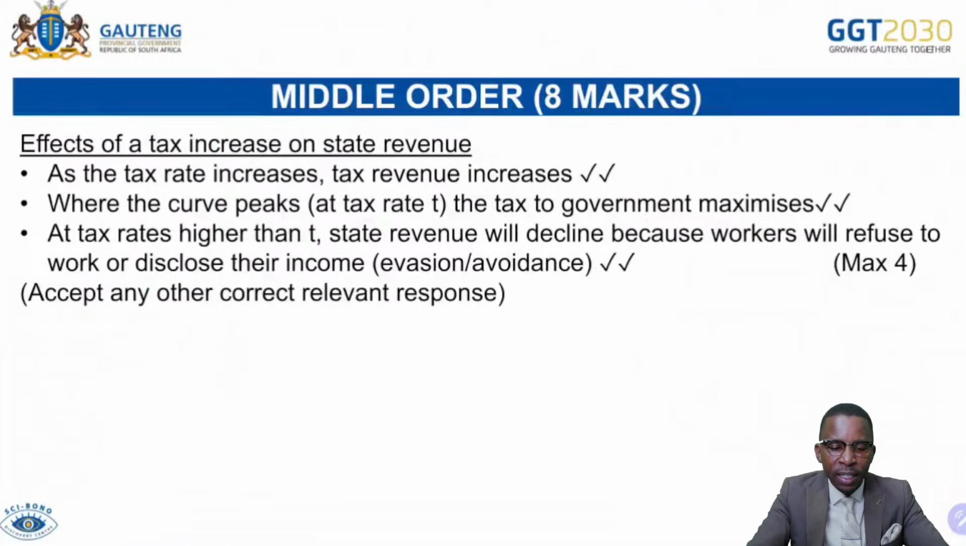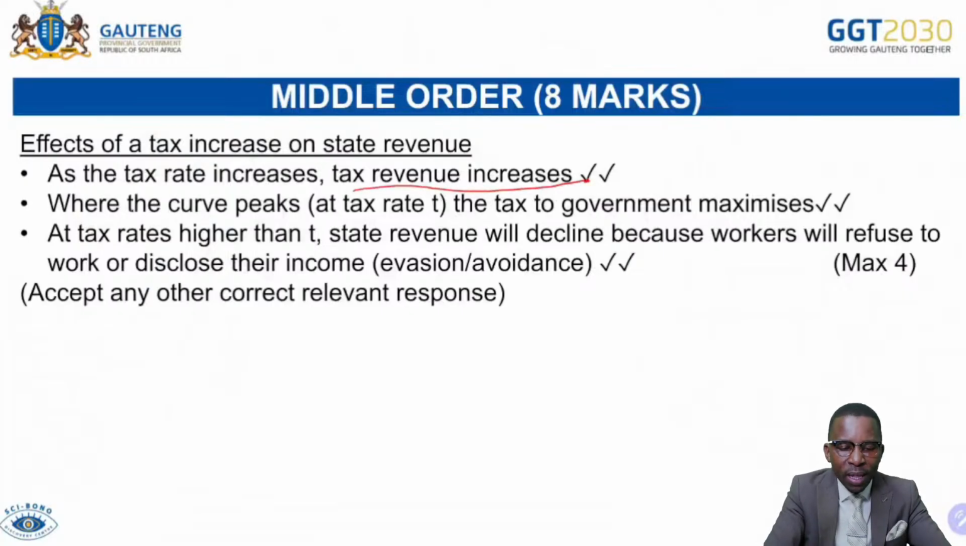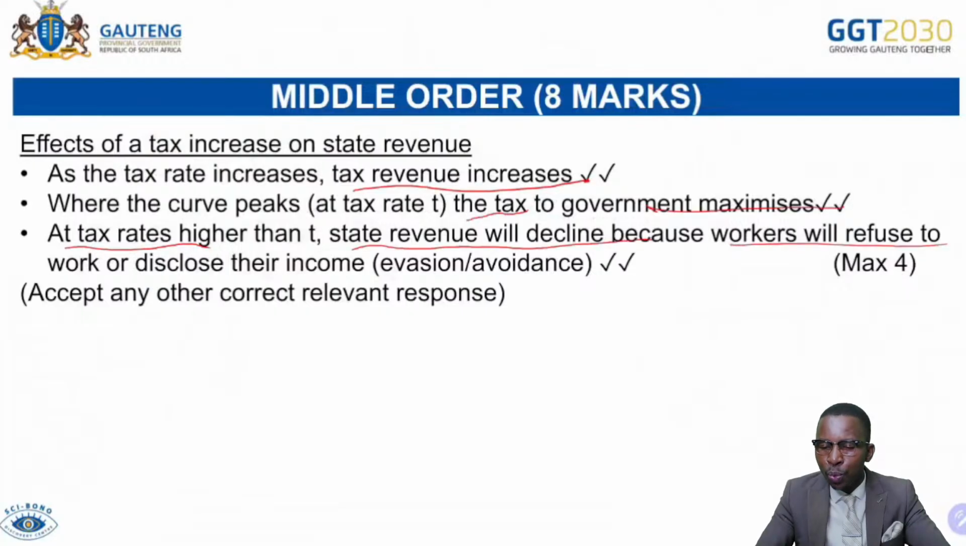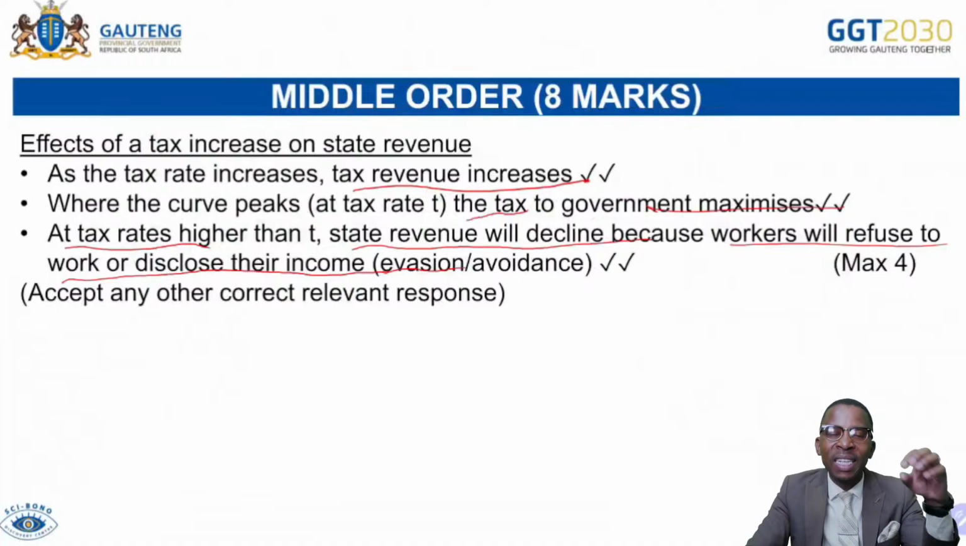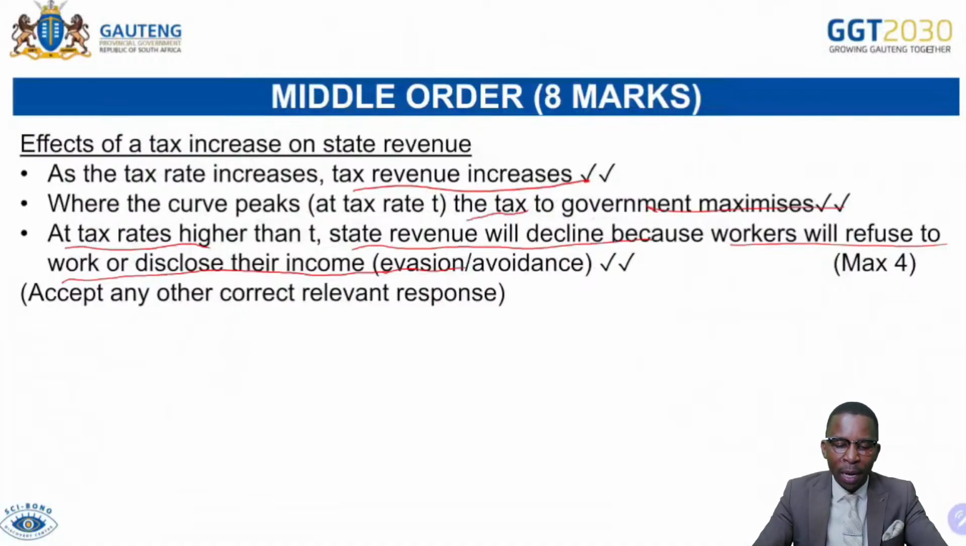So effect of tax increase on tax revenue: as the tax rate increases, tax revenue will be increasing slightly. We saw that when the curve peaks at the apex, the tax rate at T, the tax to the government will be maximized, and then at tax rate higher than T, state revenues will start to decline because workers will refuse to work or disclose their sources of income, which can be tax evasion. But if it's a legal practice, we call that tax avoidance, which is normally done by businesses.